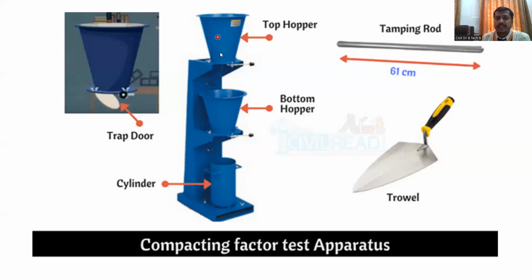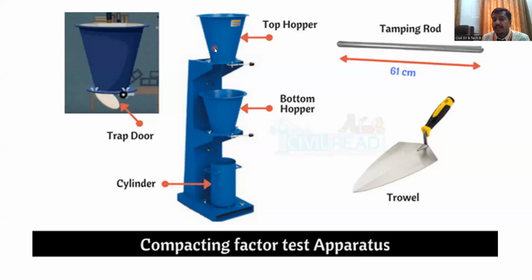You are going to fill concrete in the first hopper. At the time of filling the hopper, make sure the trap door of that particular hopper is closed. The trap door at the bottom should be closed, so that the concrete falls only in the first hopper.